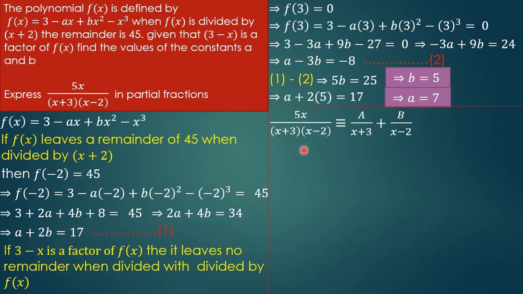So friends, to proceed further, we multiply all through by the LCM. The LCM of x plus 3 and x minus 2 is simply the product of x plus 3 and x minus 2. If we multiply by the LCM, we definitely have a into (x minus 2) plus b into (x plus 3), which has to be identically equal to 5x.